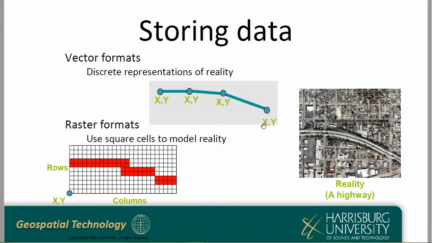So vector format allows us to create very precise or discrete locations or point locations. When they're connected, they form lines, and when those lines touch back on each other, they form polygons. Very discrete. Raster, on the other hand, is very similar to what you might find in a digital picture.